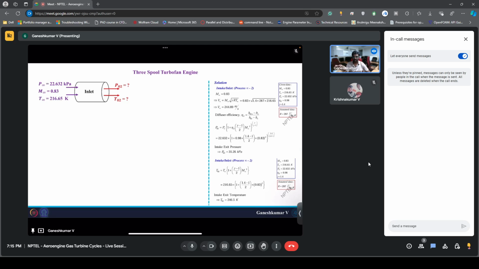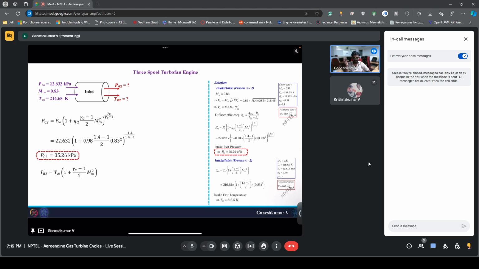First you have the inlet. For the inlet, you need to find the pressure and temperature. We have the isentropic flow relations, and also you have the diffuser efficiency, so based on that you can substitute these numbers. The diffuser efficiency is around 0.98, and if you substitute these numbers you will get an intake exit pressure of 35.26 kilopascal, which is the same as what we got in the lectures also.